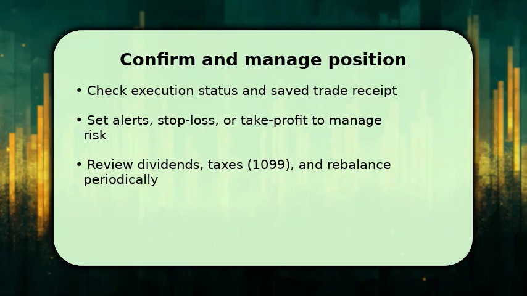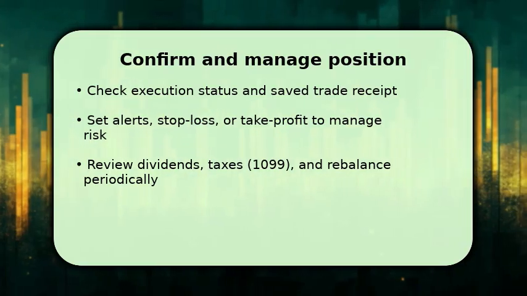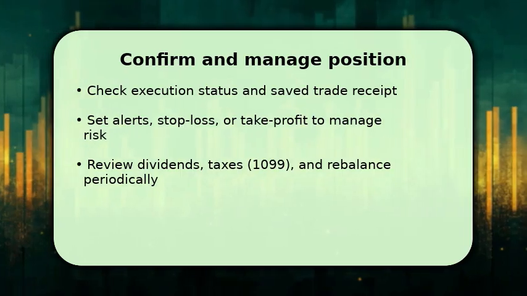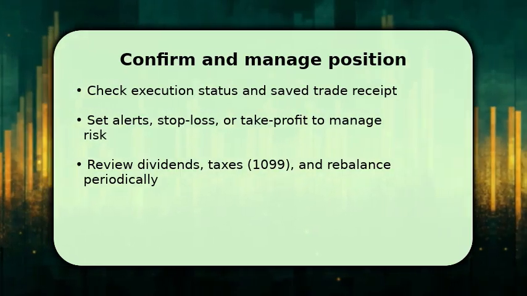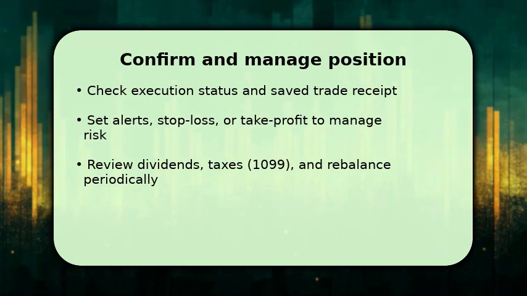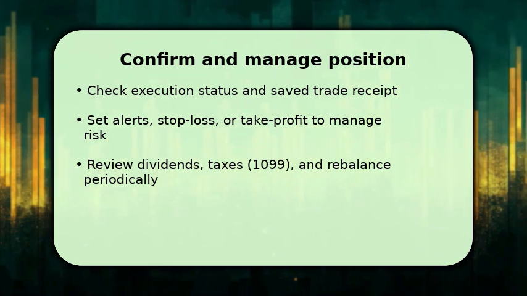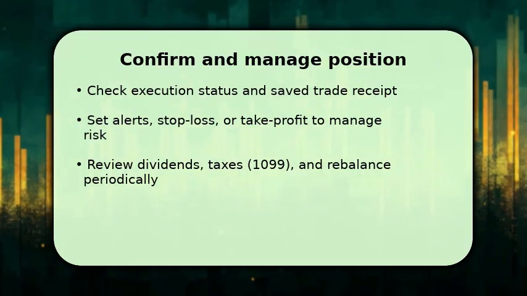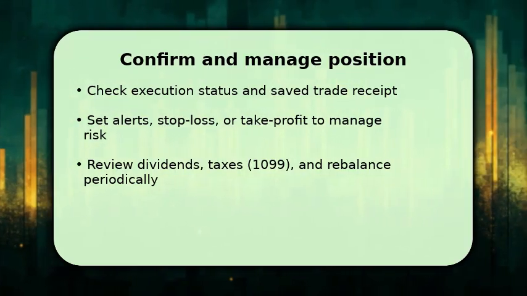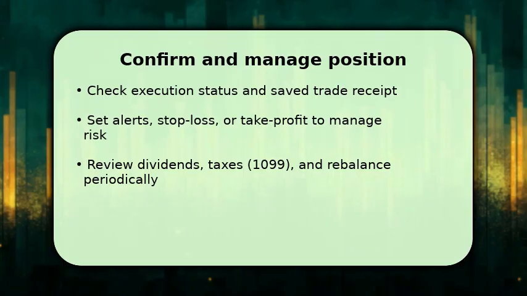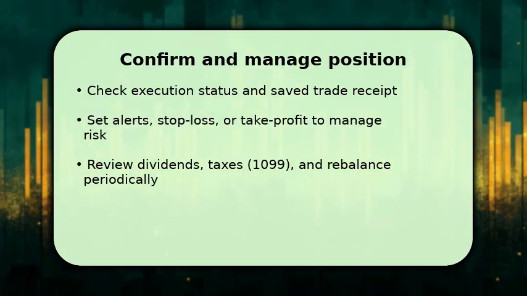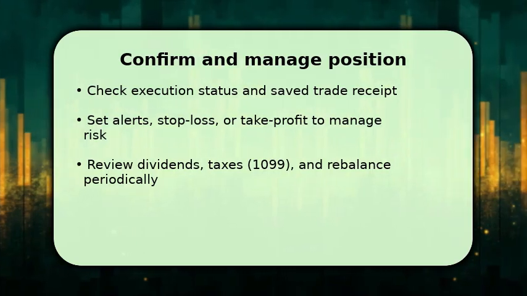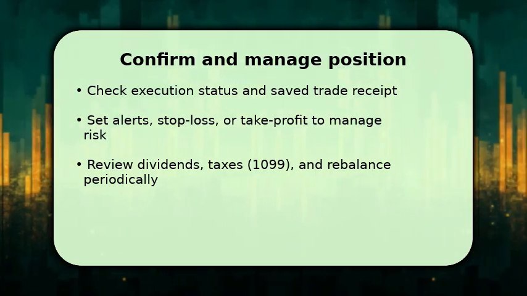After sending the order, watch the execution status and save the trade receipt. Confirmation shows filled price and quantity, which matters for taxes. Once done, set alerts and risk controls like stop loss or take profit orders so you manage downside automatically. You'll thank yourself later. Finally, monitor dividends and year-end tax forms such as Form 1099 and rebalance your portfolio occasionally. If an order fails, contact support and retry with a limit order to avoid unwanted fills.